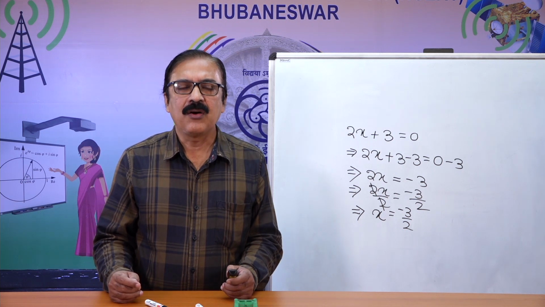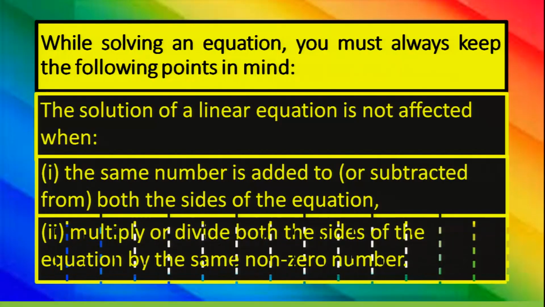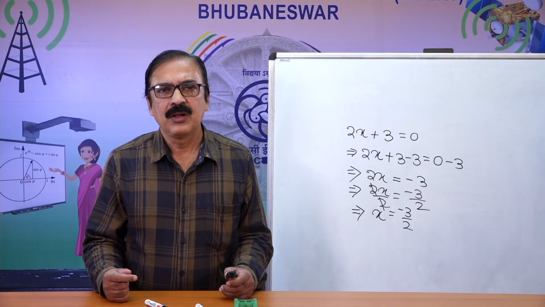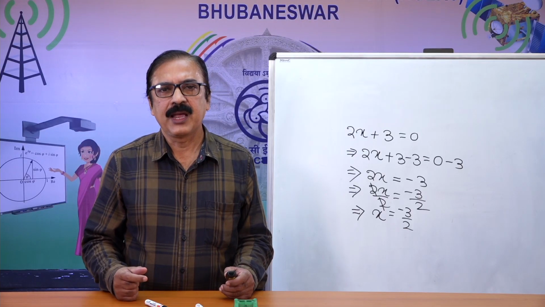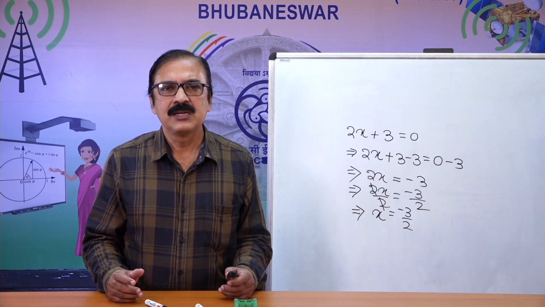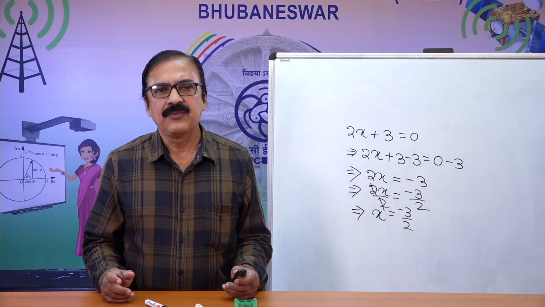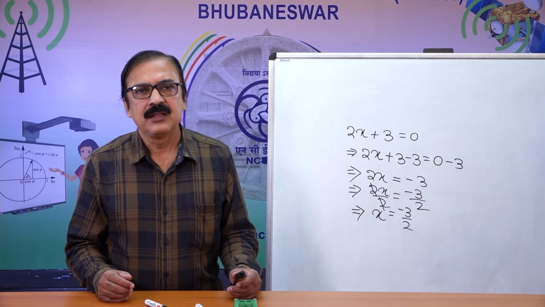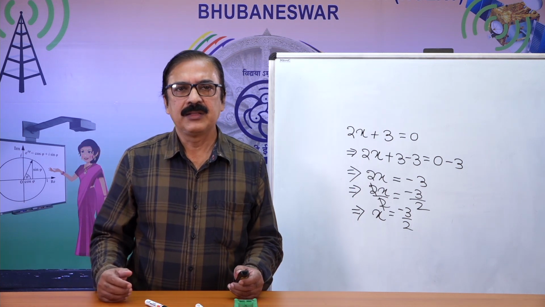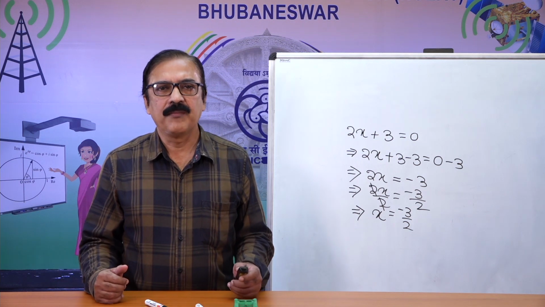Again, we can also say that the solution will not be affected if any number is multiplied or divided on both sides of the equation by the same non-zero number. Why non-zero? Because a number cannot be divided by 0. It is undefined. So here it is specifically written that when we consider division, the divisor must be a non-zero number.